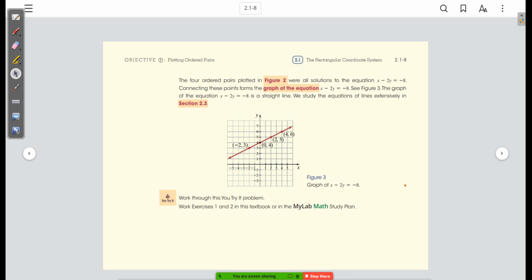Reading here, it reads, the 4 ordered pairs plotted in figure 2 were all solutions to the equation x minus 2y is equal to -8. So this line is of the equation x minus 2y is equal to -8. Every single one of these points that we plotted were solutions to that equation. And let's just snip that and put it on there.